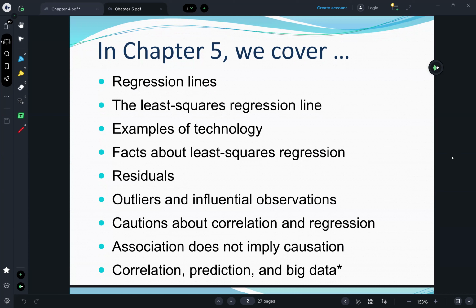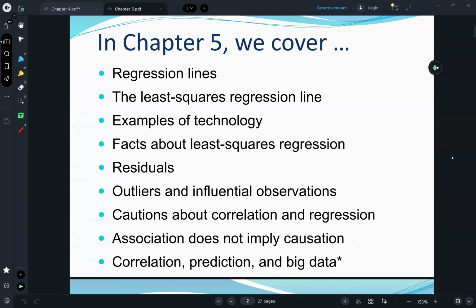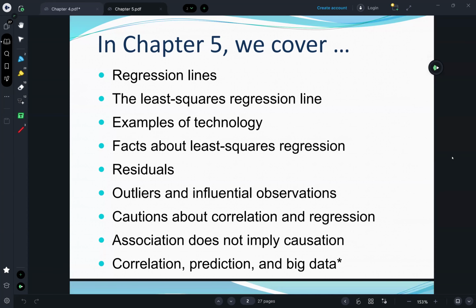Technology, you will see some technology in the book, but again, we're not being tested on the technology, just to remind you. And then the facts about the process of how we get the least squares regression line. Residuals, what they are, what does that mean? Again, outliers and influential observations. We'll be looking at that with, again, scatter plots.